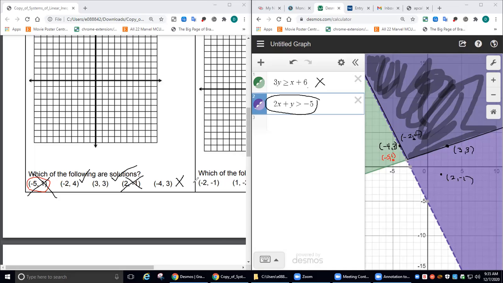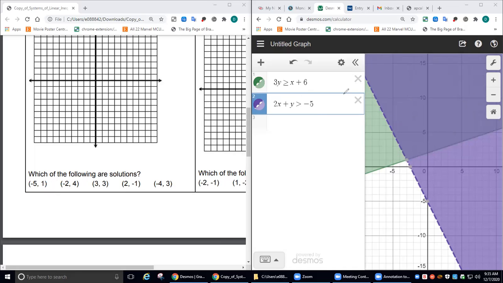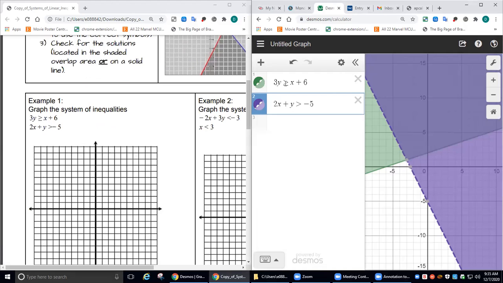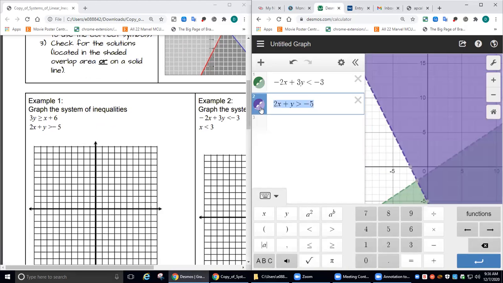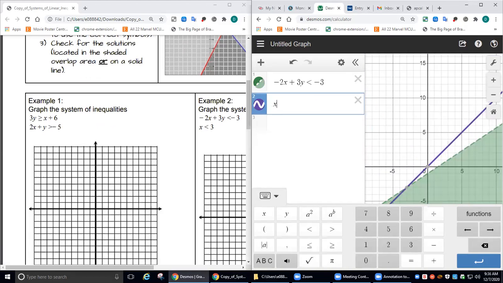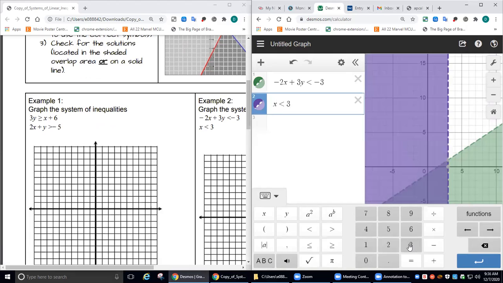Because we can do the next one real quick before we go. Okay, so let's do one more, and this time we'll just go ahead and graph it here one more time. And let's practice doing it on your calculator too. So you should have this open. We're going to graph these two equations. The first one is negative 2x plus 3y is less than negative 3. The other one is just x is less than 3. Okay?